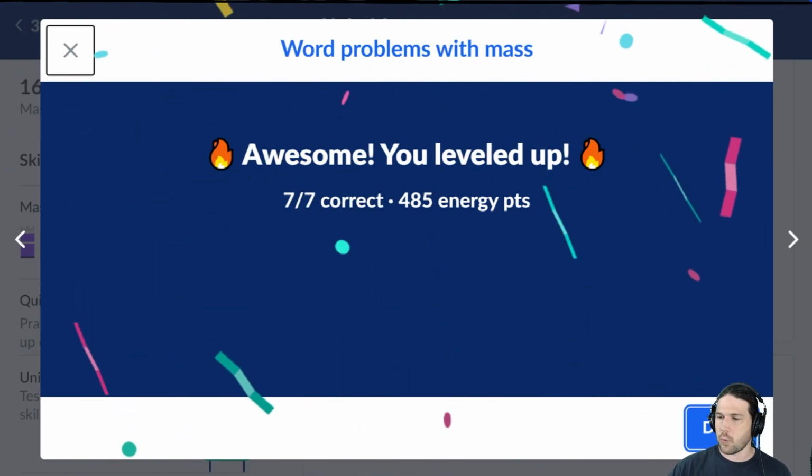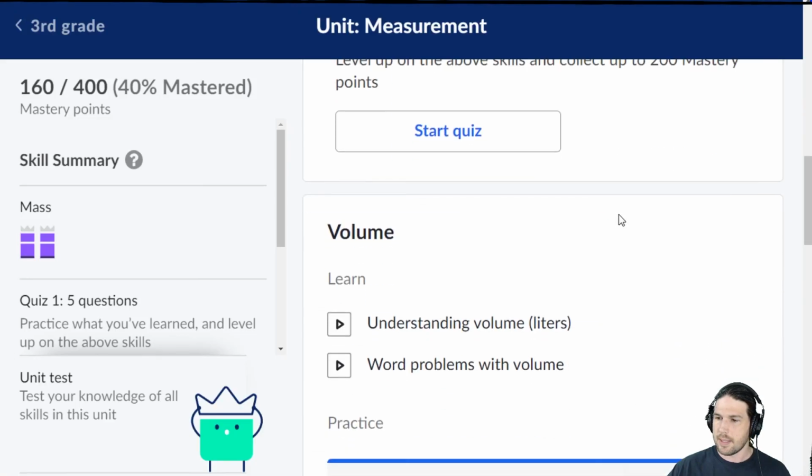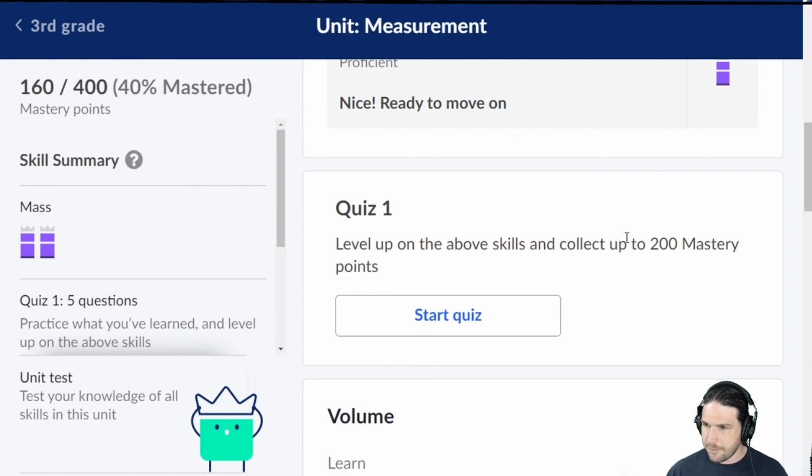Okay, that is word problems with mass. And now we're going to see if I can fix my display here.